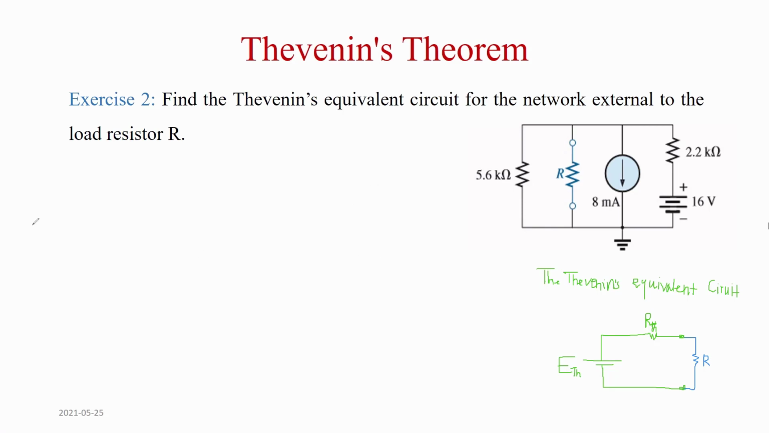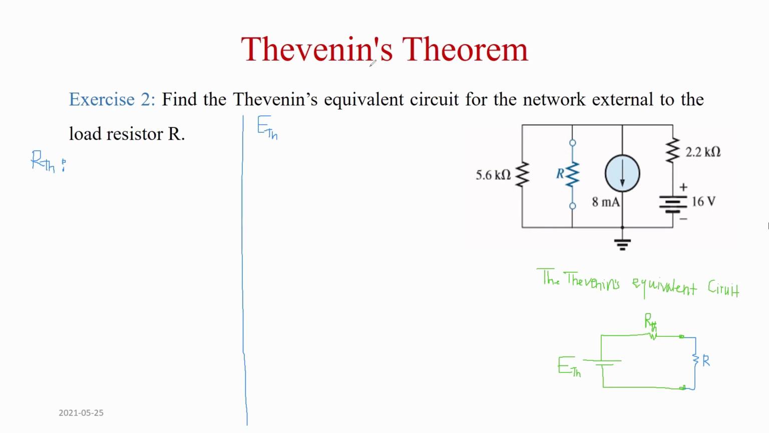Okay, so 2 steps here. We have to find R Thevenin. Then we have to find E Thevenin. Then once we find those, we're gonna plug them here and say this is the equivalent circuit.